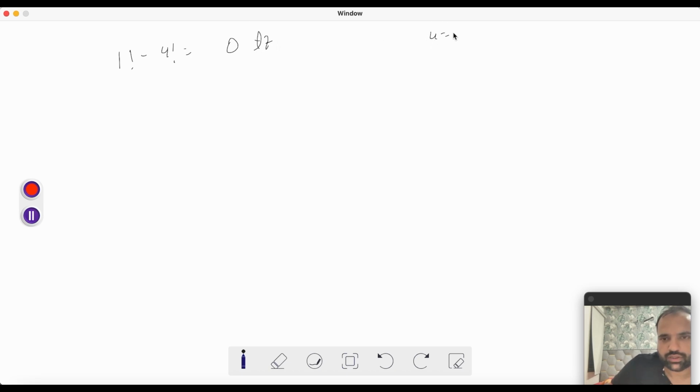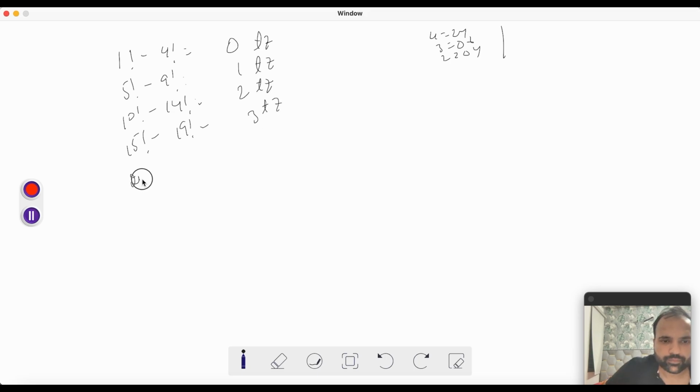You can see 4 factorial is 24, 3 factorial is 6, 2 factorial is 4. So we need at least one 5 to have a 0. That's what we have studied before. So from 5 factorial to 9 factorial, we have 1 trailing zero because we have one 5 over here. From 10 factorial to 14 factorial, again we have 2 trailing zeros. From 15 factorial to 19 factorial you have 3 trailing zeros. From 20 factorial to 24 factorial, you have 4 trailing zeros.